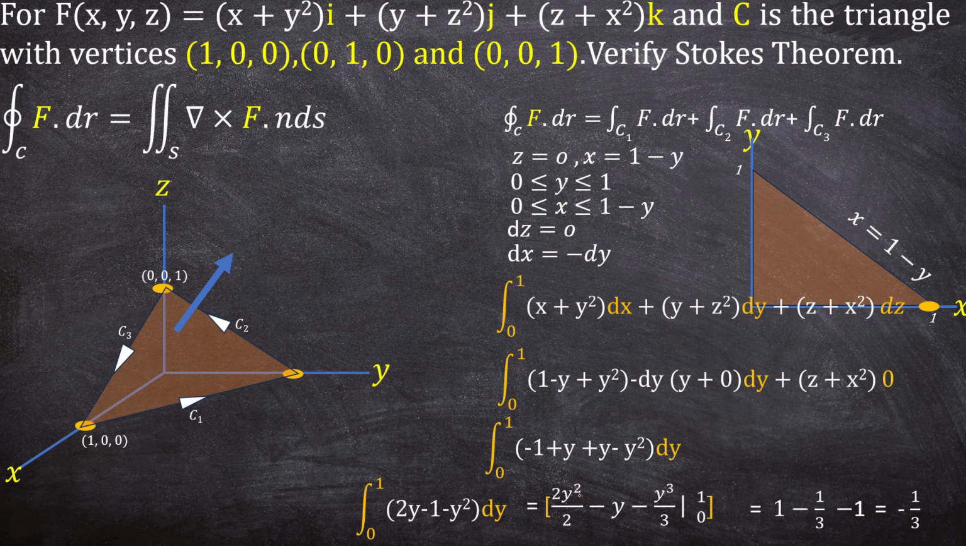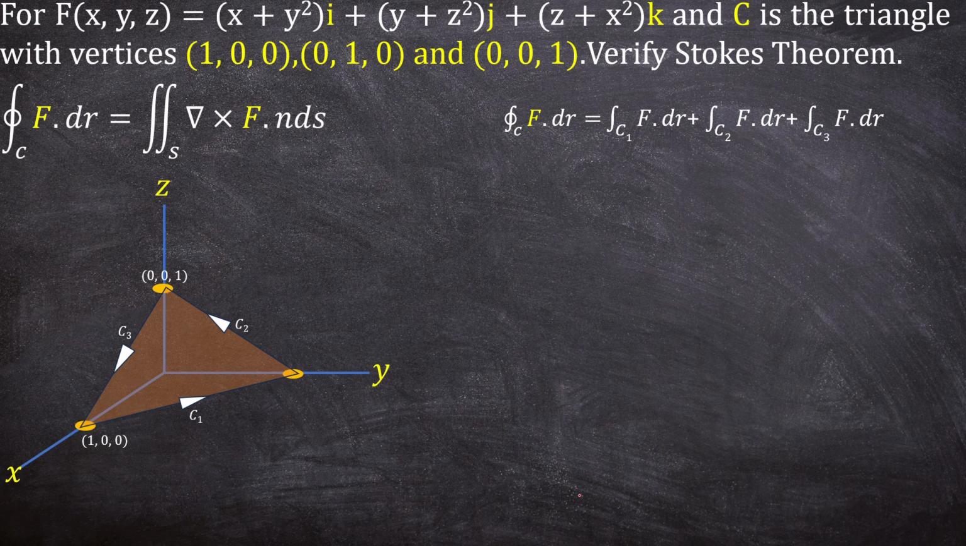Okay, now let's go to line number 2, which is going to be C2. As you can see, this is C2 right here.